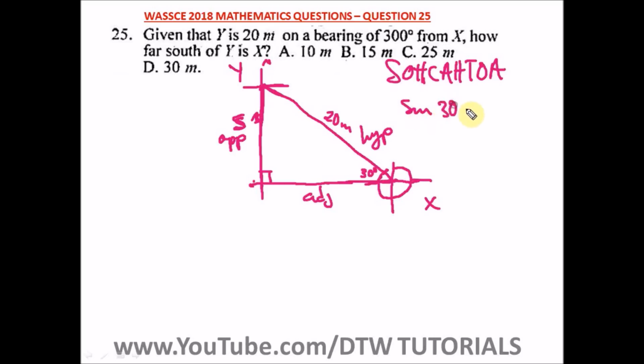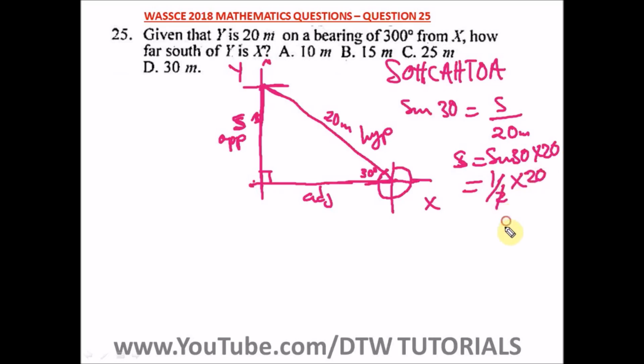So here we have sine 30 is equal to S over 20 meters, where S is equal to sine 30 times 20. And sine 30 is half times 20. So we have 2 into 20 is 10. So we have 10 meters. So how far south of Y is X is 10 meters, and our right option here is option A.